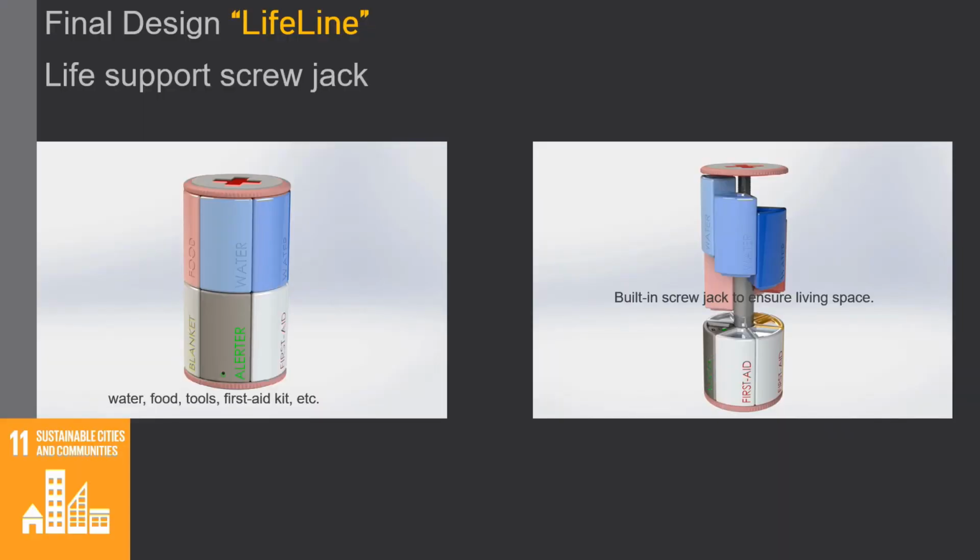Next, let's talk about the final design, Lifeline Life Support Skills Jack. This is the module design. The main body is composed of a skill jack to provide living space for the trapped people. The perimeter is made up of modules that contain water, food, first aid supplies, some survival supplies, and multifunction outers.